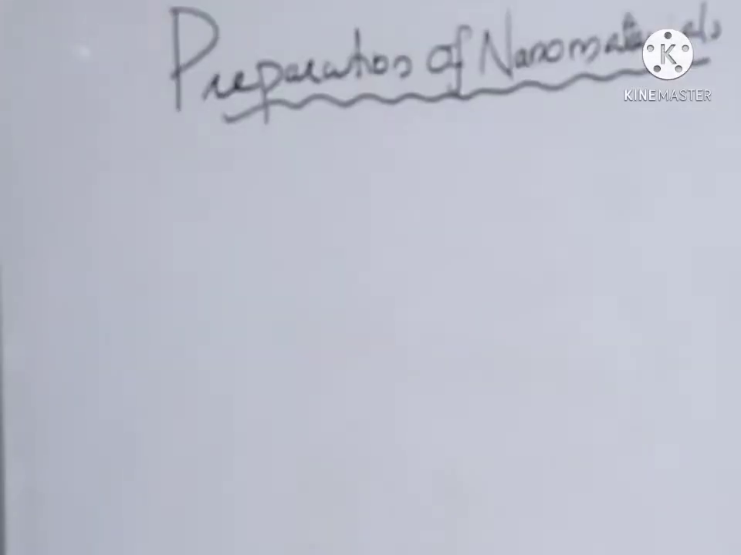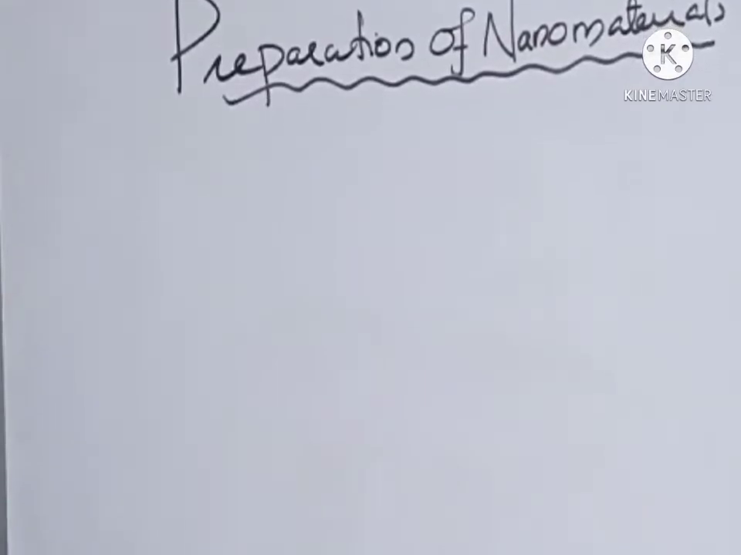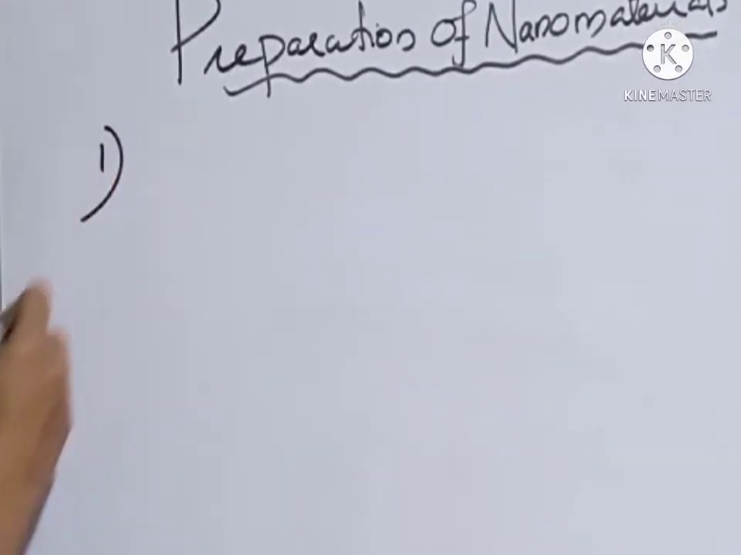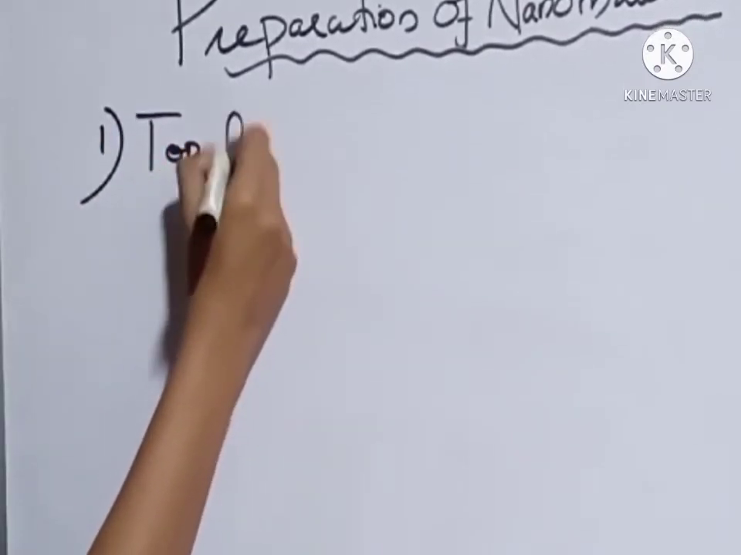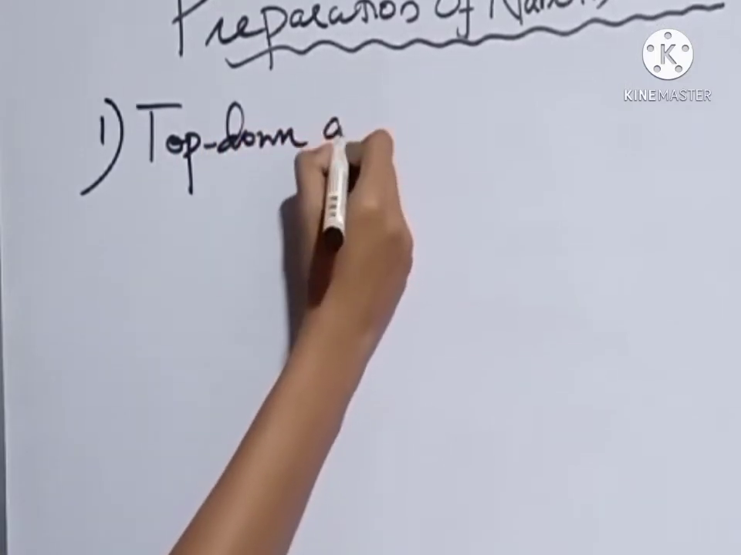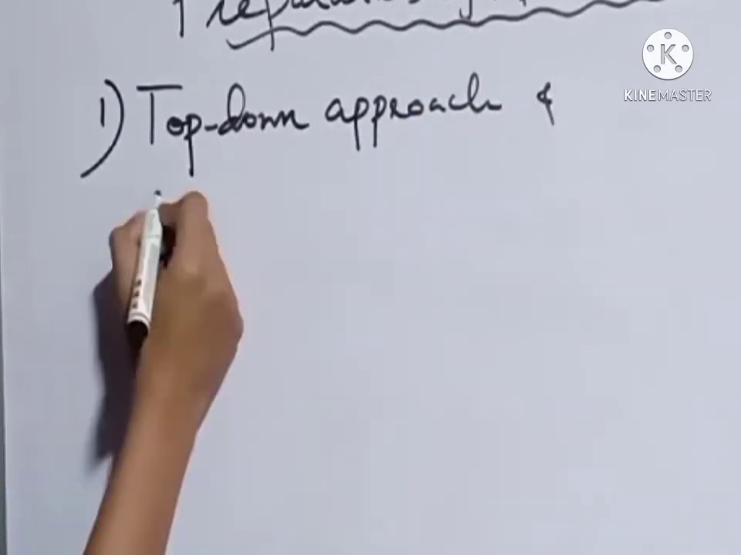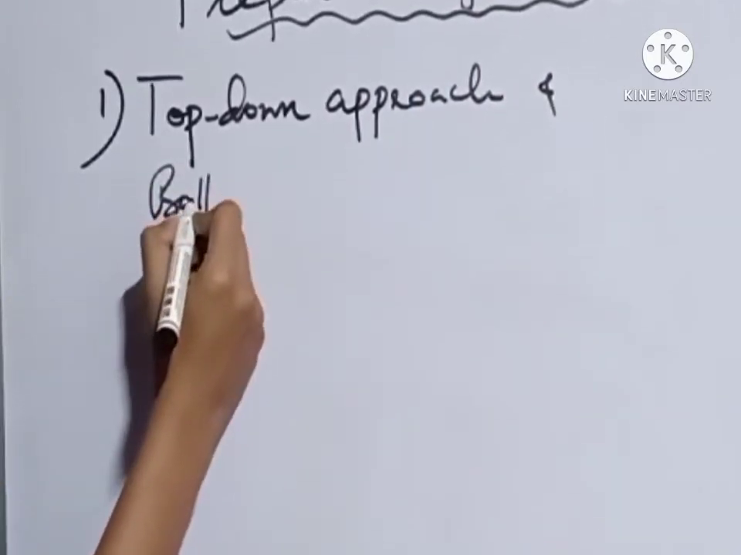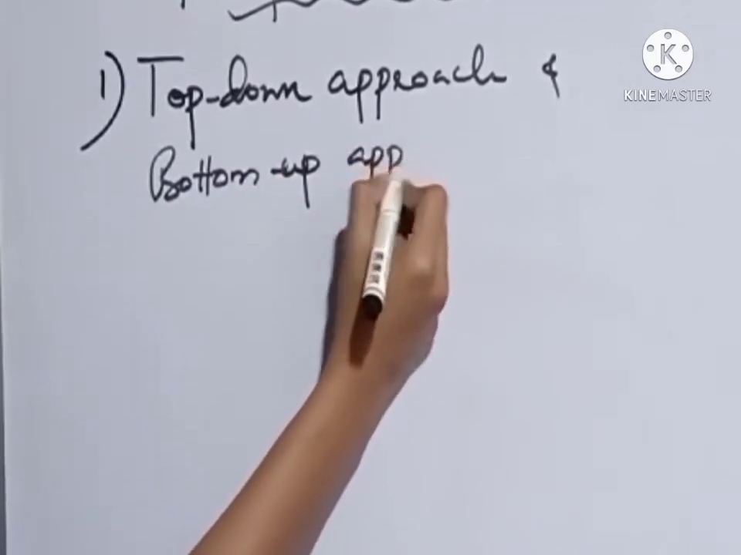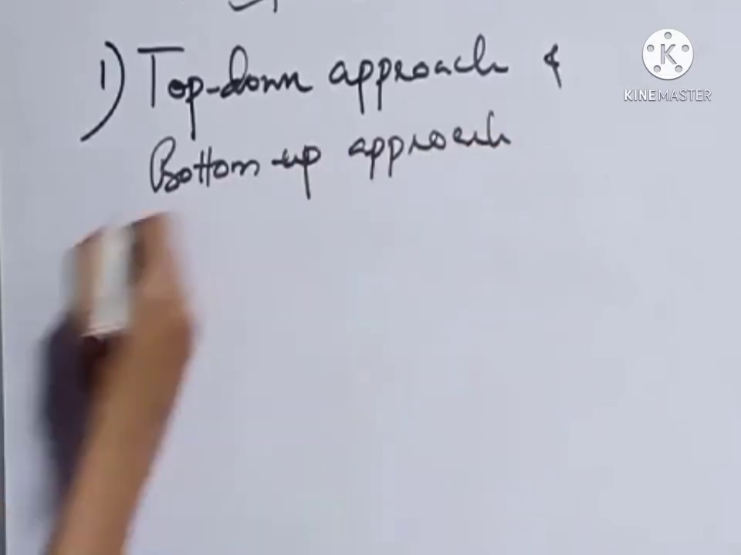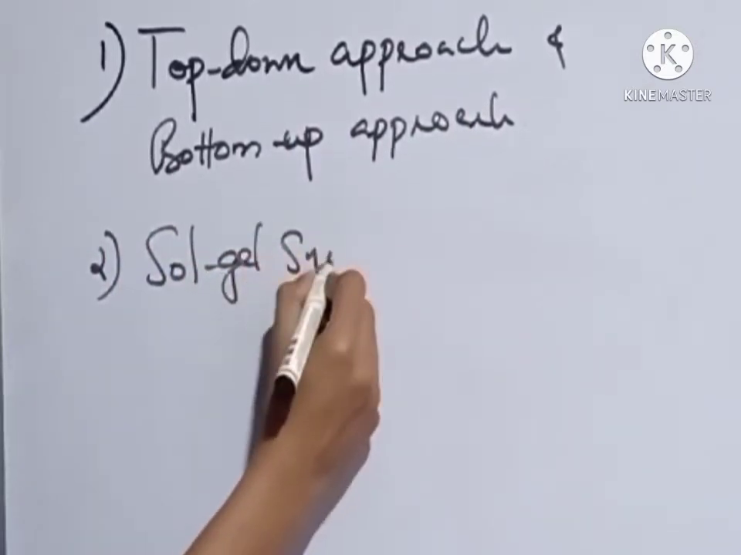Let us study the methods used to prepare nanomaterials. The important methods are, the first one is the top-down approach and bottom-up approach. And the second one is sol gel synthesis.